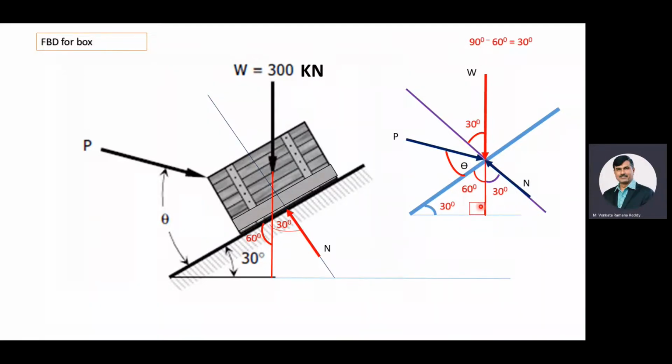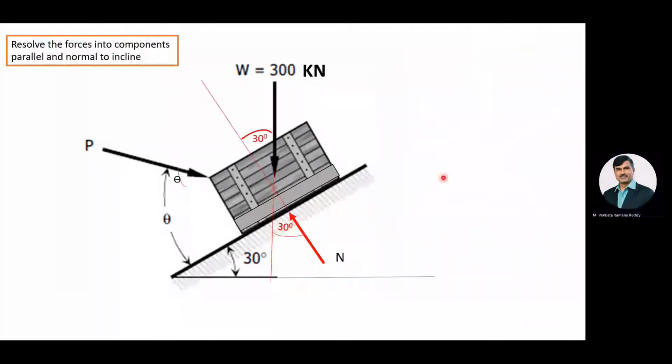Now we will resolve the weight force along the incline as well as normal to the incline. Here this is the direction of the force along the incline and this is the direction of the force normal to the incline. The direction of force along the incline is x and the direction of force normal to the incline is y. Now our objective is to resolve the weight force as well as the applied force along the incline as well as normal to the incline.